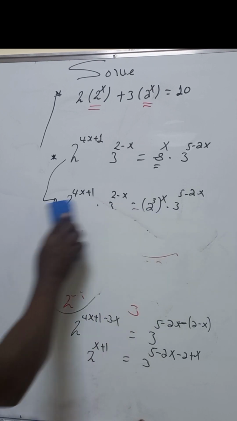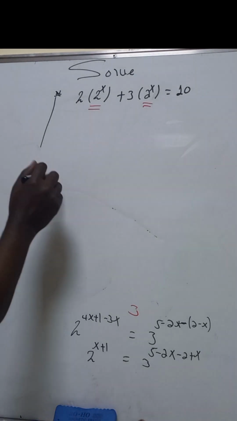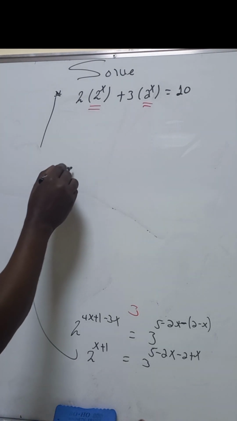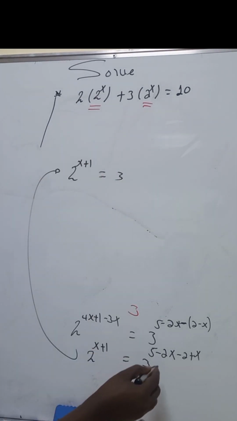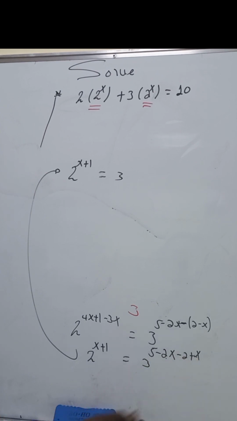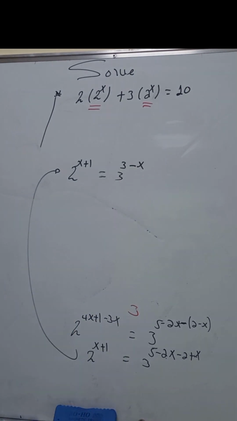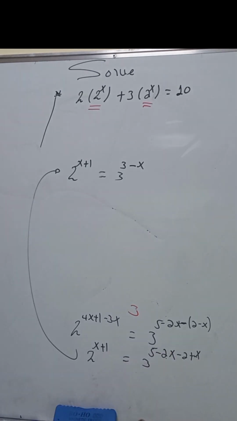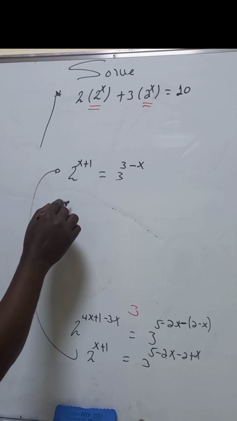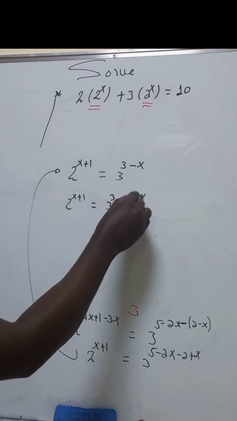Finally, when we simplify this, we have 2 raised x plus 1 equals 3 raised to: minus 2x plus x is minus x, and 5 minus 2 is 3. So 3 raised 3 minus x. Now we have this relation, which implies that 2 raised x plus 1 is 3 raised 3 times 3 raised minus x.